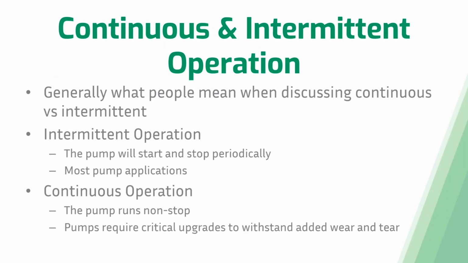So now let's talk about operation, specifically continuous and intermittent operation. So this is generally what people mean when discussing continuous versus intermittent operation with pumps. So an intermittent operating pump is going to start and stop periodically, and this is going to be most of your pump applications. However, continuous operation is exactly how it sounds. That pump is going to run nonstop. If you want a pump to operate correctly in a continuous operation environment, you're going to want to make sure that pump has some critical upgrades and is rated to withstand that added wear and tear from continuous operation.